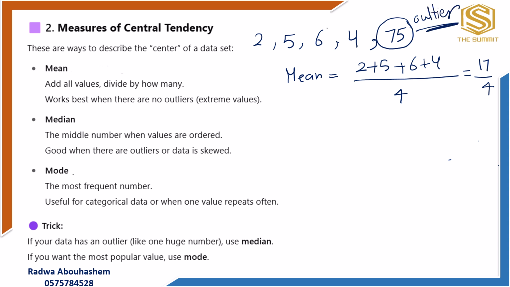Now what about the median? The median is the middle number when values are ordered. So this means that whatever values I give you, you have to order them. Maybe it's ascending order or descending order, it doesn't matter. Let me give you another example here. I have 2, 3, 4, 5, and 6. Now, is this an odd number of values? Yes, we have 5 values. So I will just take the middle one. So the median here would be the middle one.